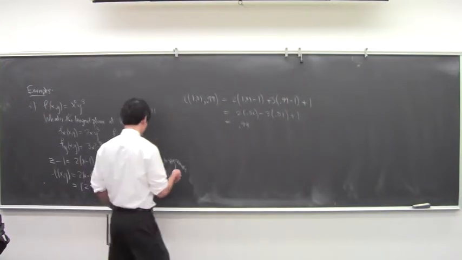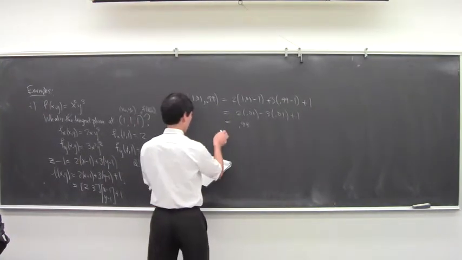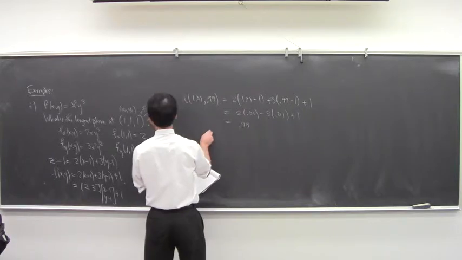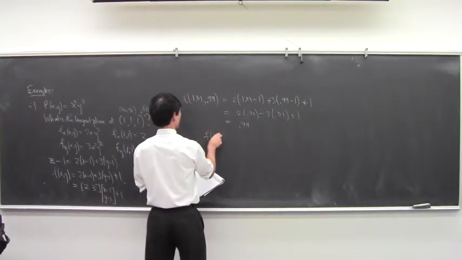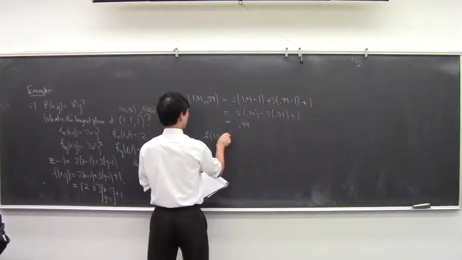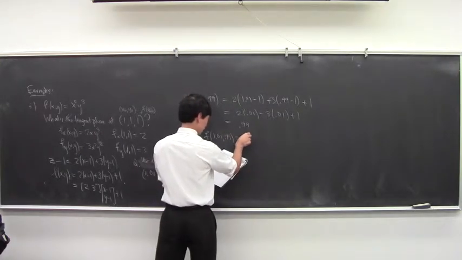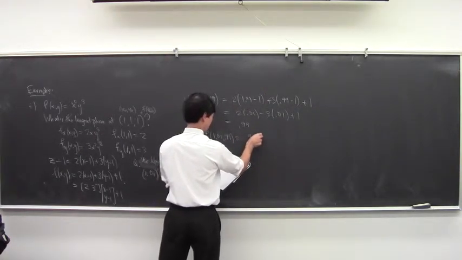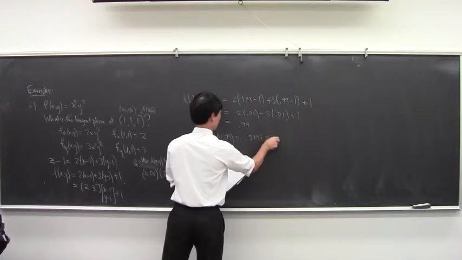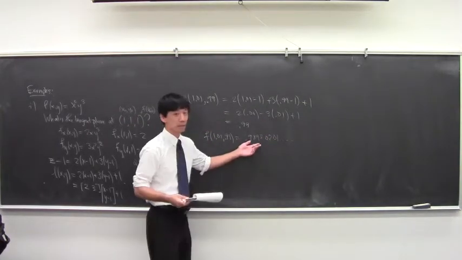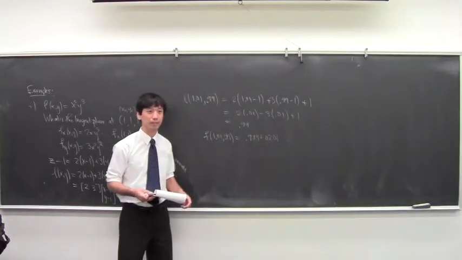And if you actually calculate the true answer, f of 1.01, 0.99 in fact turns out to be 0.98980201. So you see, the linear approximation is pretty good.